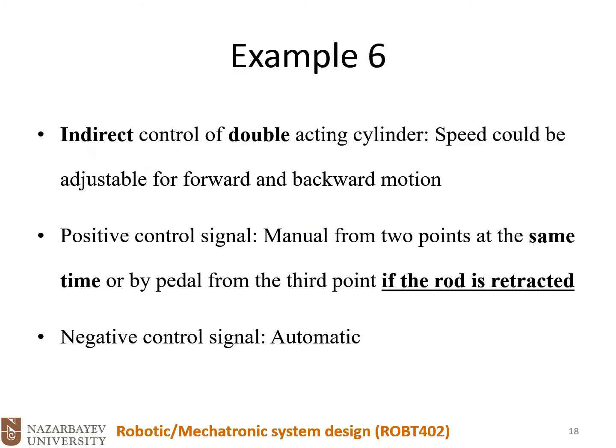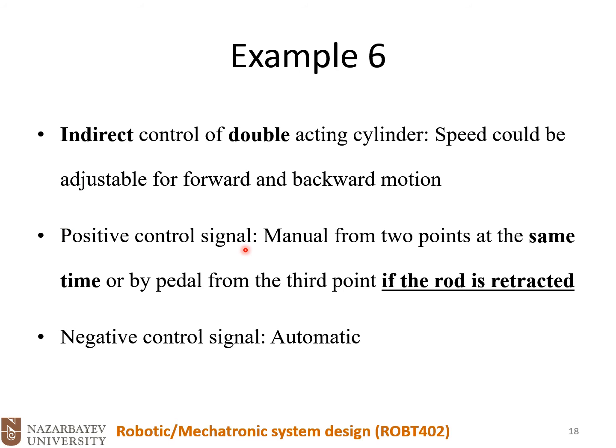On this example, we want to have indirect control of a double acting cylinder. The speed could be adjustable for forward and backward motion. Okay, so this bullet point requirement, we had it previously on previous homeworks and examples.